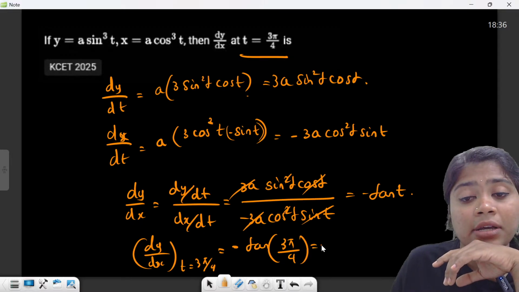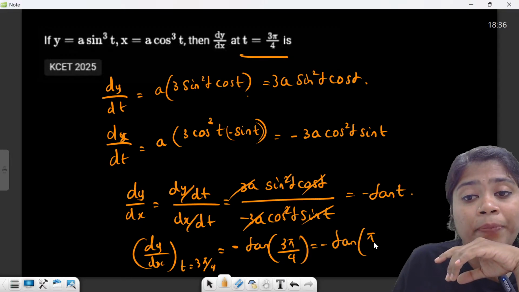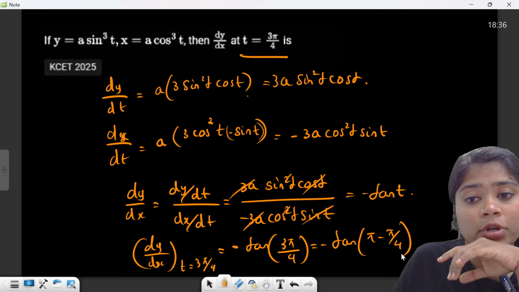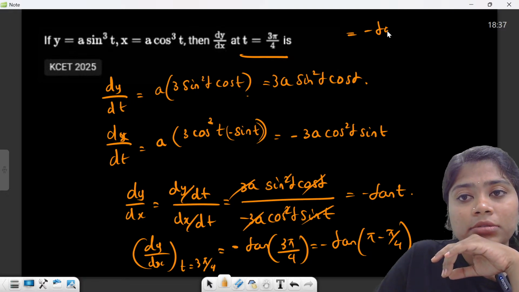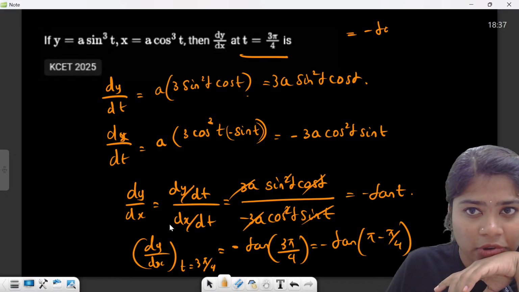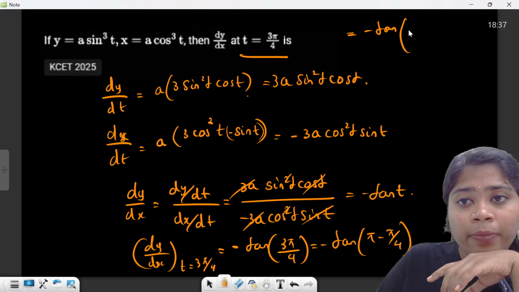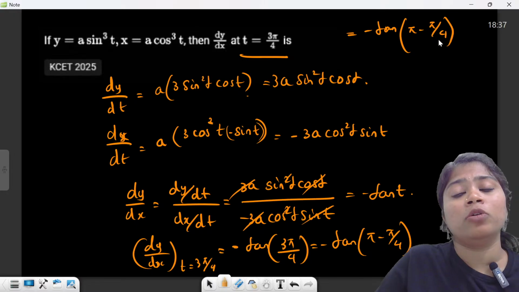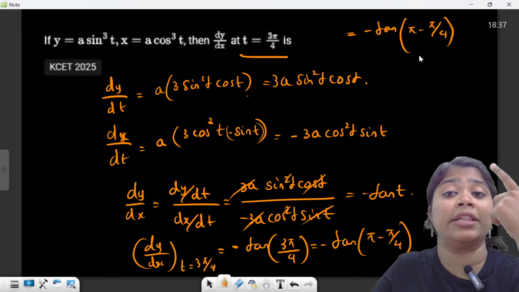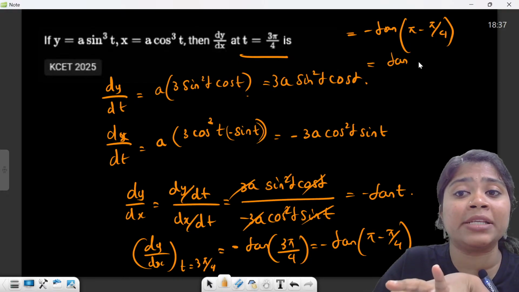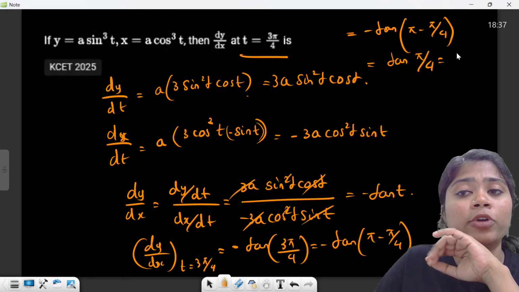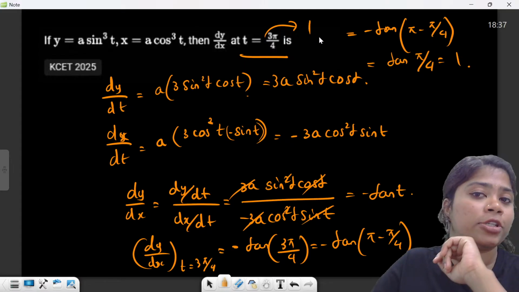So which is minus tan(pi minus pi by 4). Pi minus theta will be in the second quadrant, where tan is negative. So minus of minus will become plus. Tan pi by 4 is 1. So the answer for this question is 1.